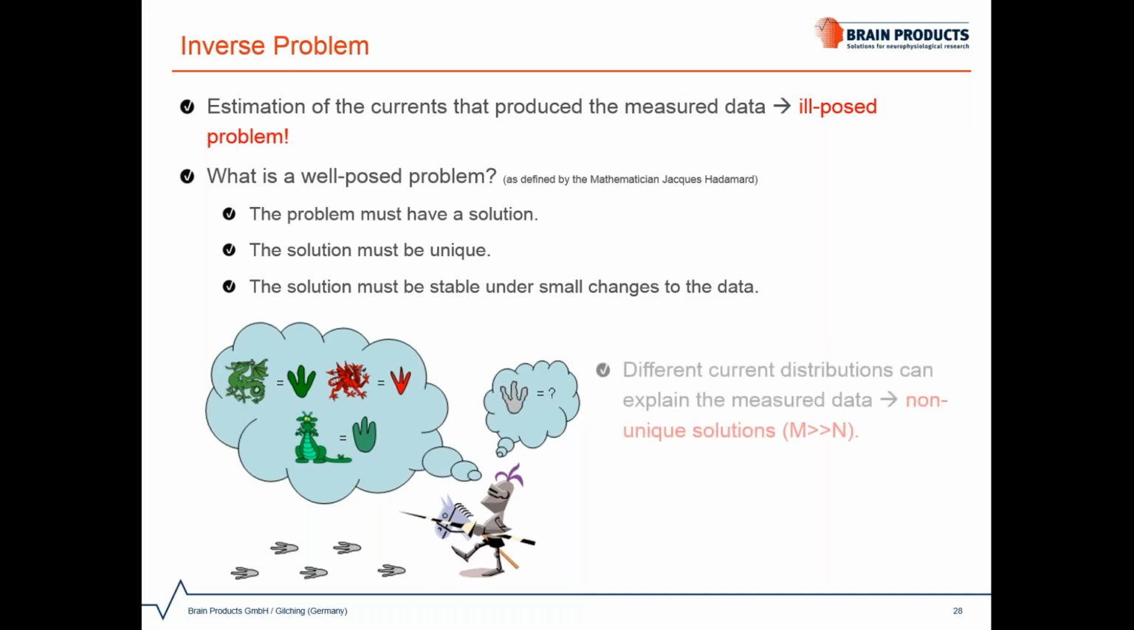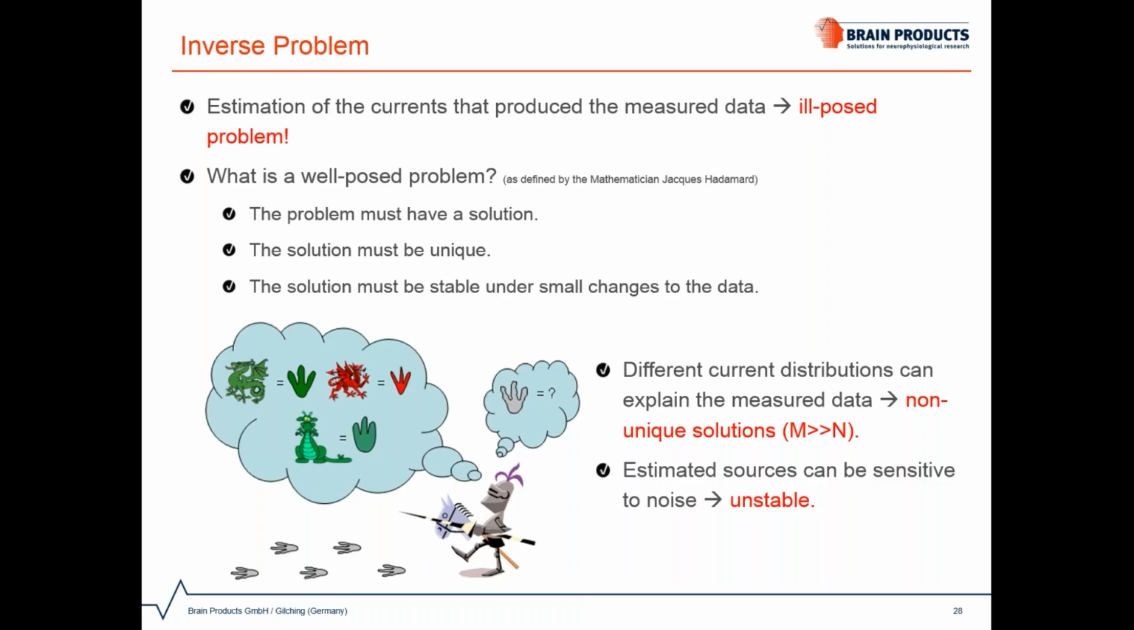If we relate this to our brain inverse problem, there are infinitely many source configurations that can give rise to the same voltage distributions over the scalp, making the solution non-unique. That means there is an infinitely large number of sources M as compared to the number of channels N. The other point is that the estimated sources are sensitive to noise, making the solution unstable, violating the third criterion of a well-posed problem.